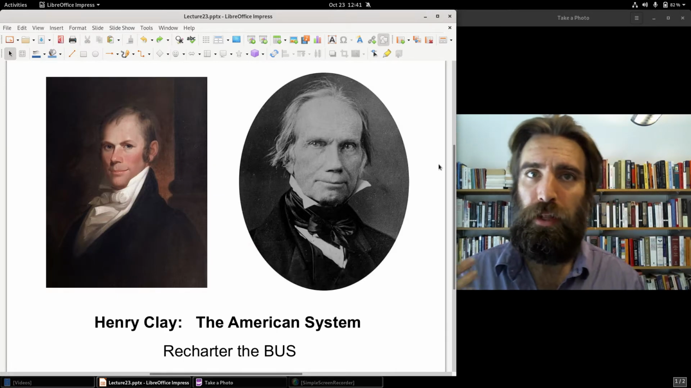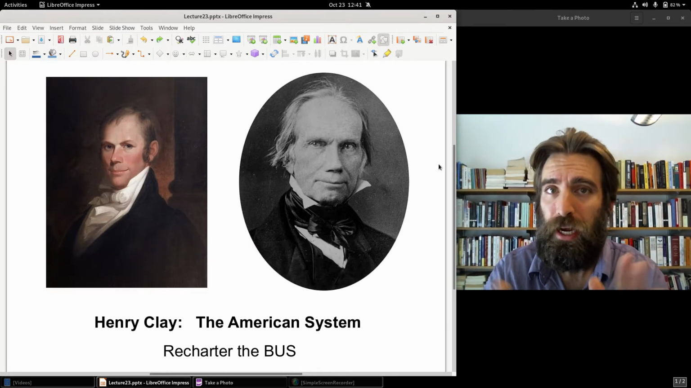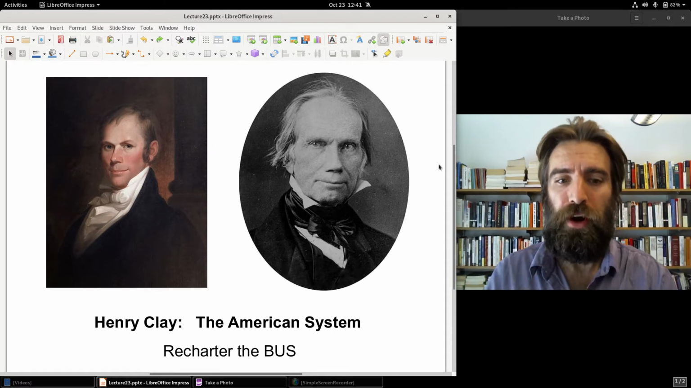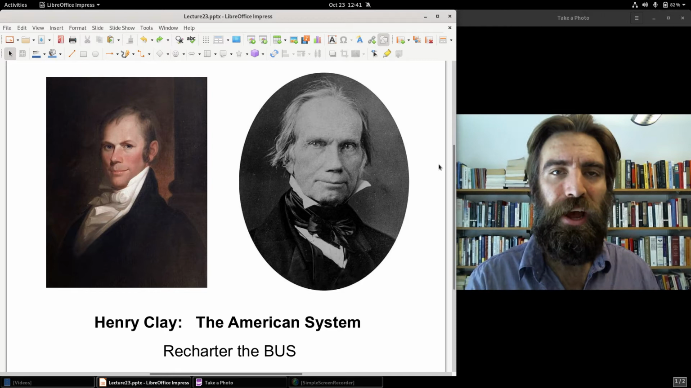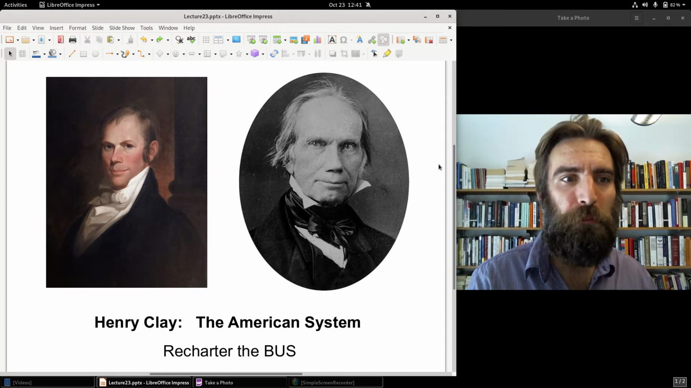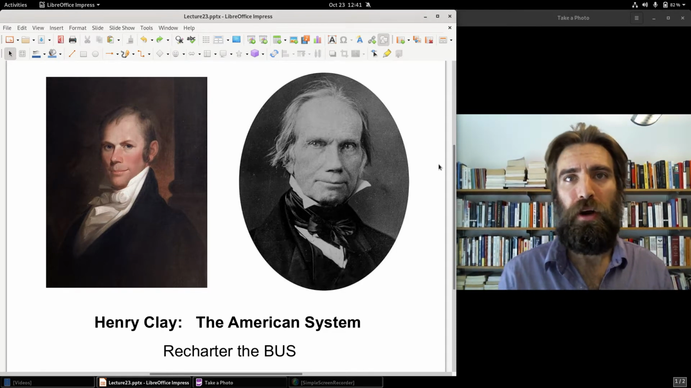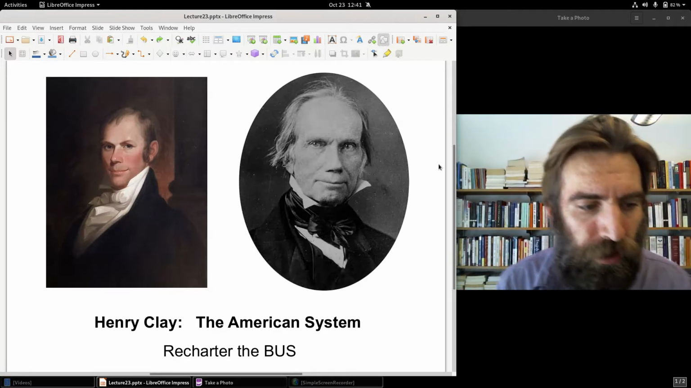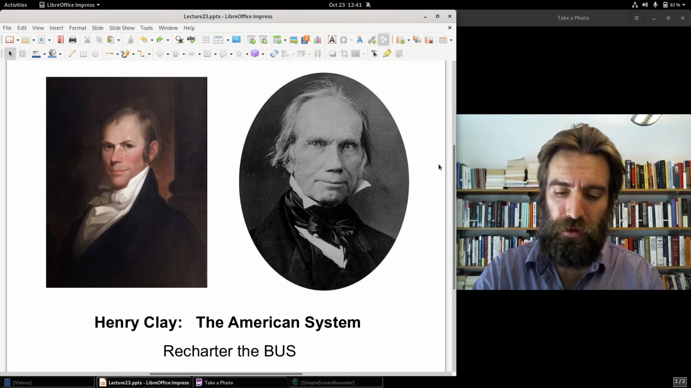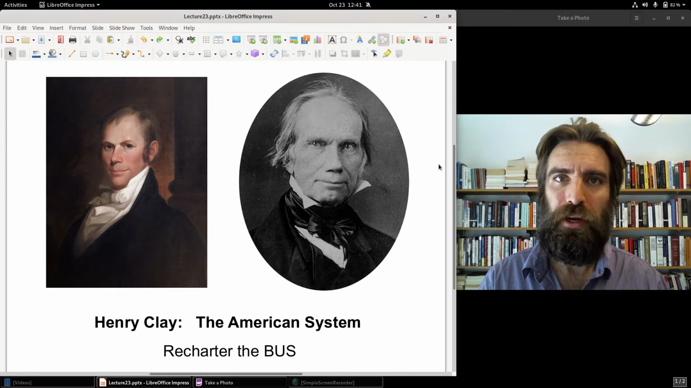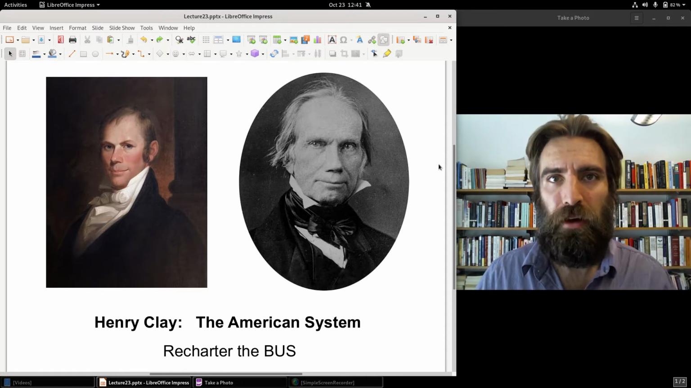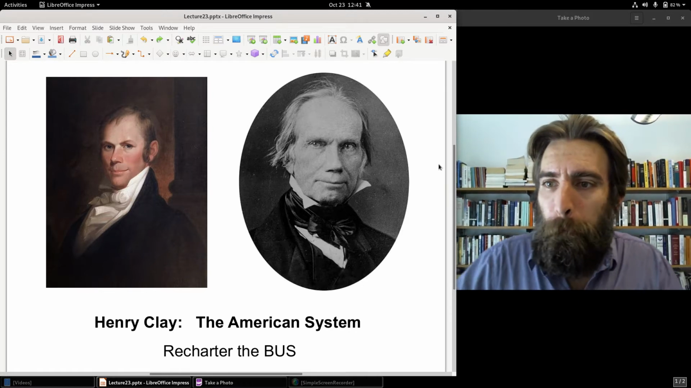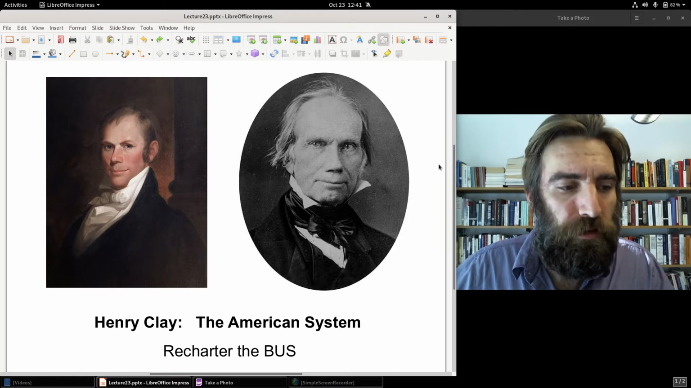And the man leading the charge for the Whig Party and leading the charge on rechartering the Bank of the United States is none other than Henry Clay. Henry Clay, one of the most important statesmen in the history of American politics. Henry Clay is a great example of a man who never became president, and yet his political importance in American history vastly exceeds many men who actually were elected president.